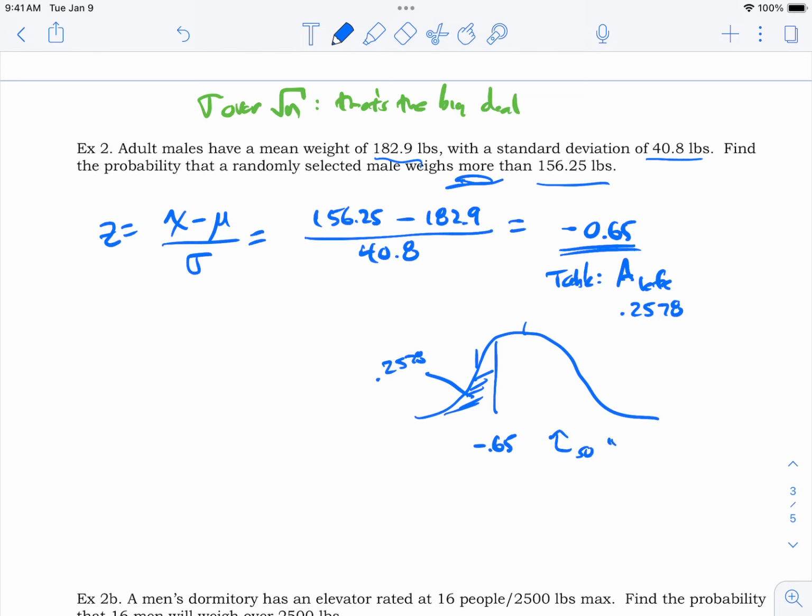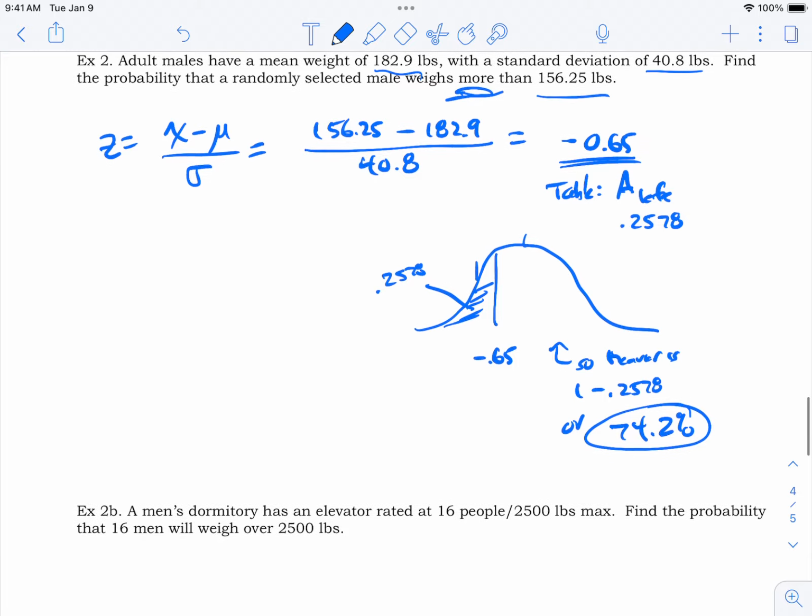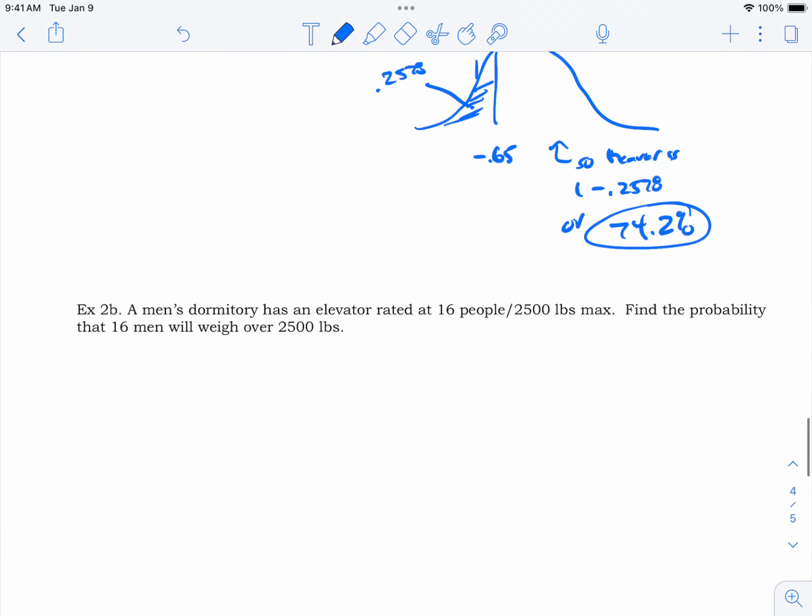So heavier, I'll just say heavier, is 1 minus 0.2578, or about 74.2%. So there's like a 74% chance that if you grab a male at random, it says adult male at random, that this guy is going to weigh more than 156.25 pounds. Okay, that's old. Here's new question. A men's dormitory.